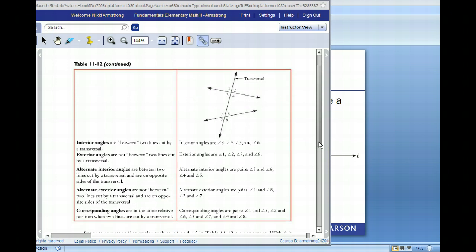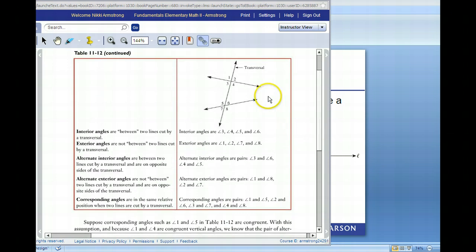So here we see something a little bit different. We're now looking at a pair of lines, two lines. They may intersect somewhere, they may not, we don't know. And this is called a transversal. So here we have two lines being cut by a transversal. We can call interior angles the angles that are between the two lines cut by the transversal. So here we label the angles 3, 4, 5, and 6 as being the interior angles, the angles that are on the insides of the two lines that are being cut by the transversal.